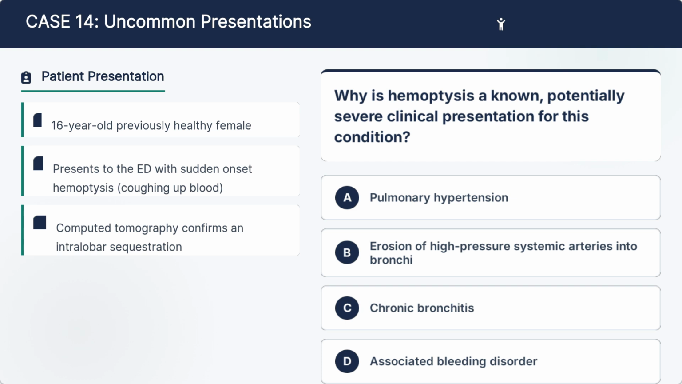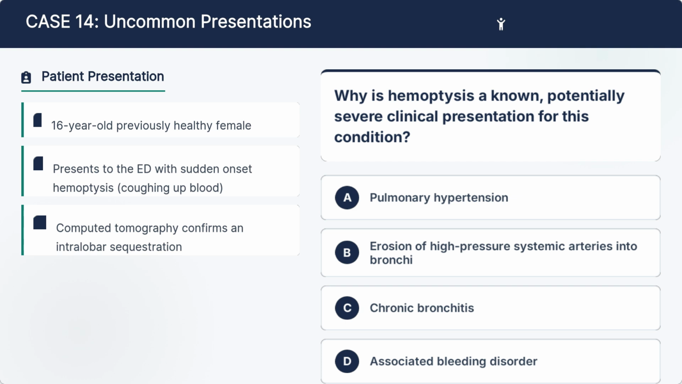Case 14. Uncommon presentations. A 16-year-old previously healthy female presents to the emergency department with sudden onset hemoptysis, meaning she is coughing up blood. Computed tomography confirms an intralobar sequestration. The question is, what is the most likely mechanism explaining the sudden onset hemoptysis in this patient?